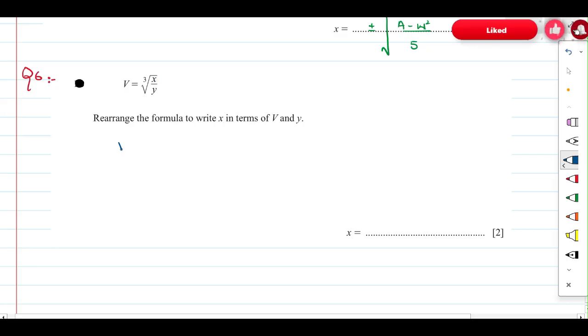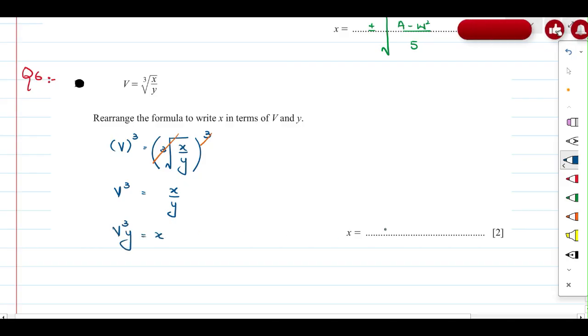So it is a cube root, so it is better to take a cube on both sides. You have a cube root of x by y, so I'm taking a cube on both sides. So the cube and the cube root cancel out. Here we have v cube is equals to x over y, and to make x the subject, v cube multiplied by y is your x. Y v cube or v cube y. This is how you make x the subject in terms of v and y.